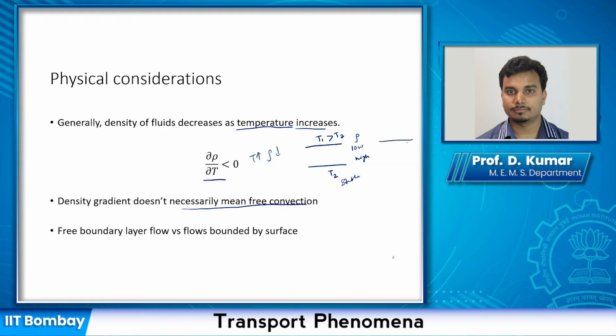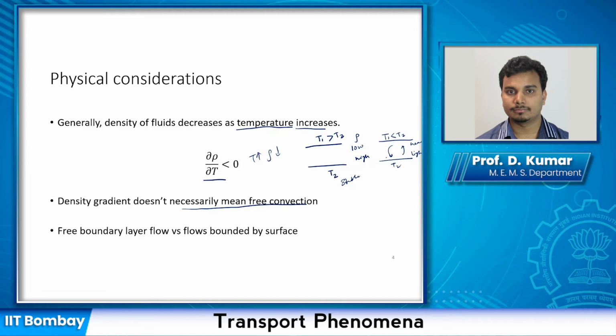However, if you're on the other side, in which T1 is less than T2, that would mean that you have lighter fluid here and you have heavy fluid here. So then this will go up, and this will come down. So you will have this kind of circulation.